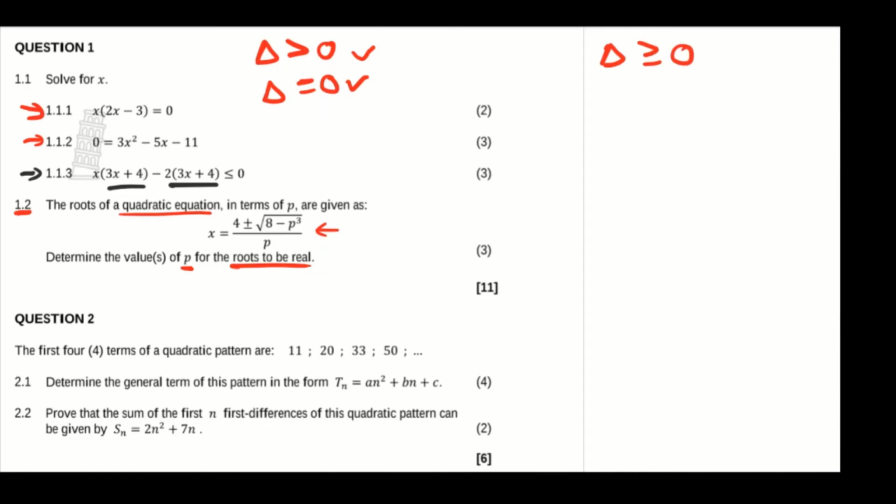And then what is the discriminant? It's everything that is inside the quadratic equation, which is this part here, 8 minus p cubed. So it's going to be 8 minus p cubed greater or equal to 0. And then you can transpose the 8 to the other side. You have minus p cubed is greater or equal to minus 8. And divide by the negative. Always remember, when you divide by a negative and there's an inequality sign here, it changes.